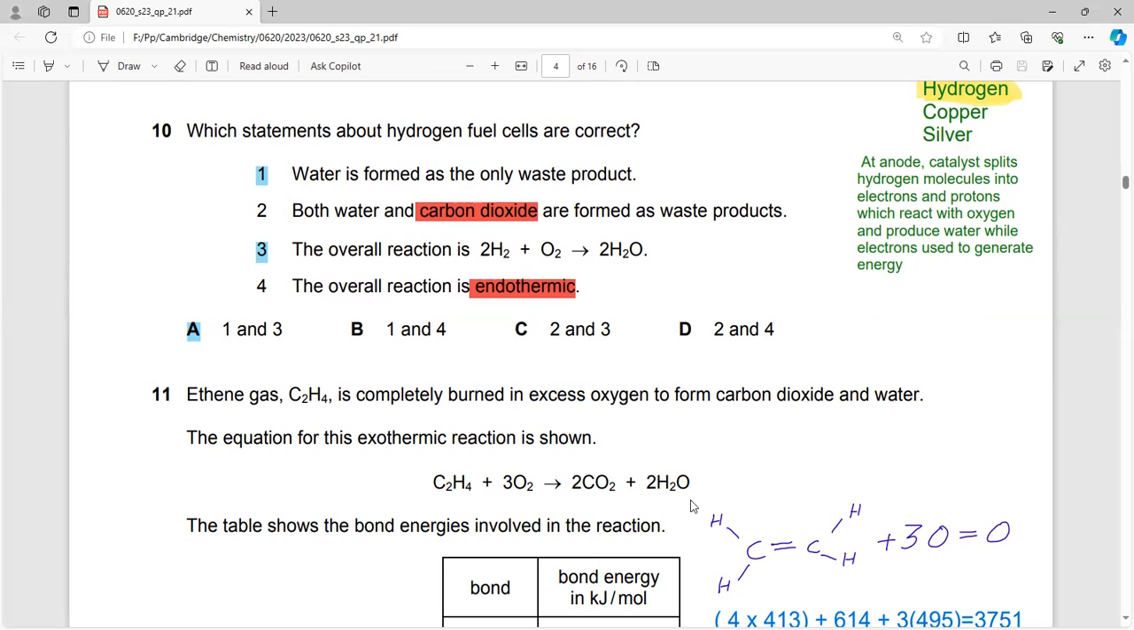Option number 1: water is formed as the only waste product. This is a correct option because only water is being formed as a waste product. Option 2: both water and carbon dioxide are formed as waste products. Carbon dioxide is not being formed in these reactions, so that is wrong. Overall, the hydrogen and oxygen react together, producing water as the waste product. This is a correct option. And this reaction is an overall exothermic reaction. This is not an endothermic reaction. So that's why options 1 and 3 are correct here. So A is our correct answer, which contains 1 and 3.